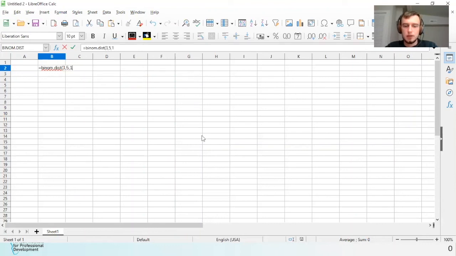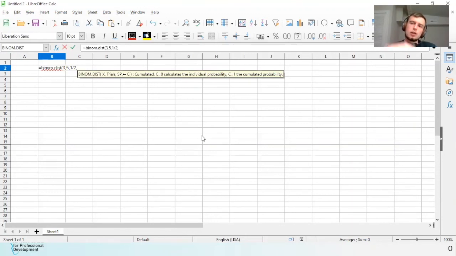The success probability is 1/2. And do you want it to be cumulative or not? If we say we don't want a cumulative, this is going to give us the PMF, so the probability that our random variable takes on the value 3. If we say cumulative, it's going to use our CDF. It's going to be the probability that our random variable takes on a value less than or equal to 3.